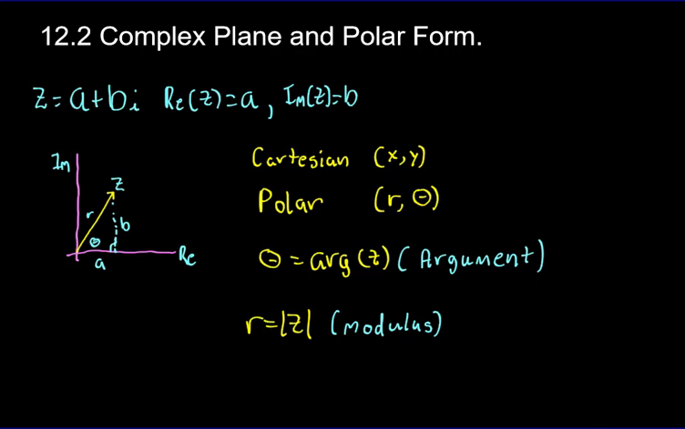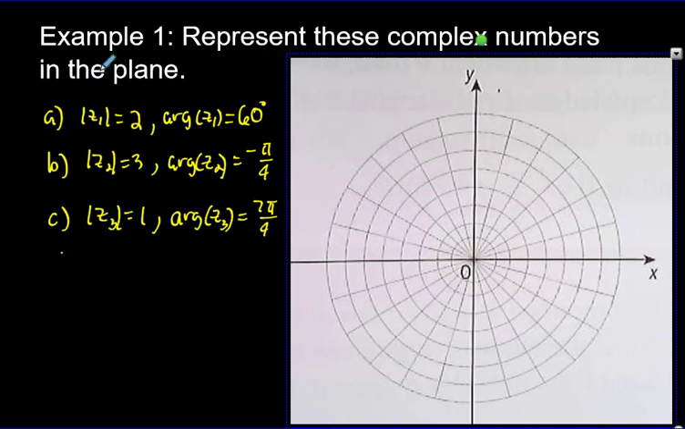So let's see an example. Let's look at this one. It says, example 1, represent these complex numbers in the plane. The first one, A, says Z1 has a radius of 2, or a modulus of 2, and a 60-degree angle. Well, I can see that a 60-degree angle would end up right here, but it's got a length of 2, so I'll go 1, 2. So right there, that's Z1. I can plot that out. Now this is a nice diagram. You might have to do this on your own and go from there.